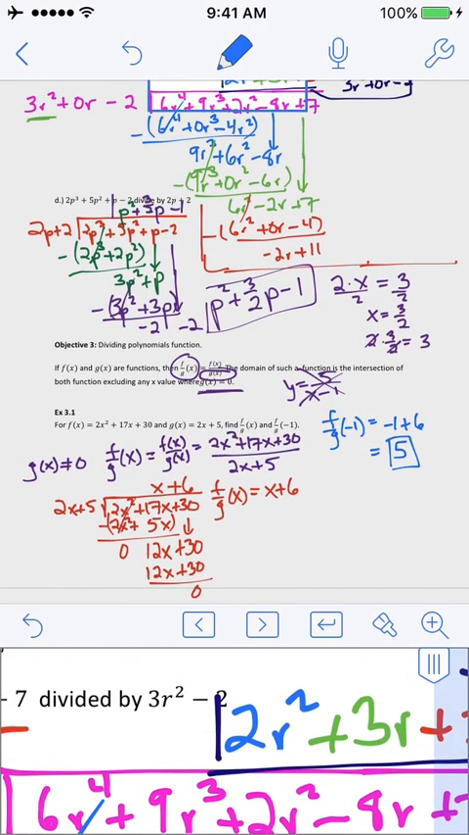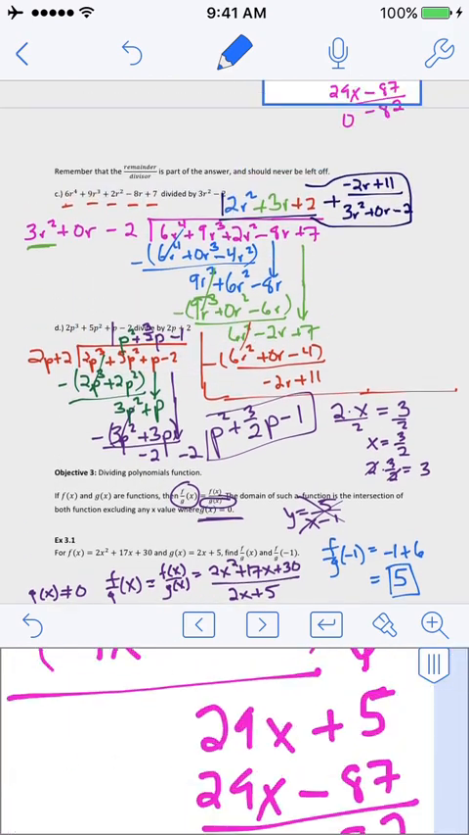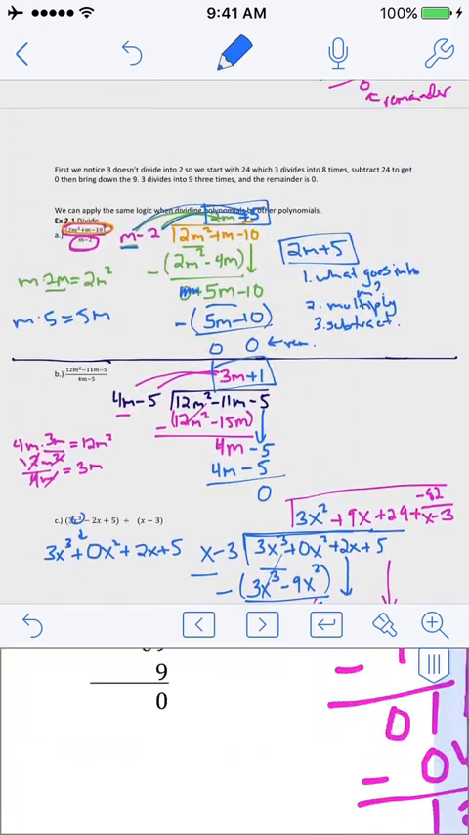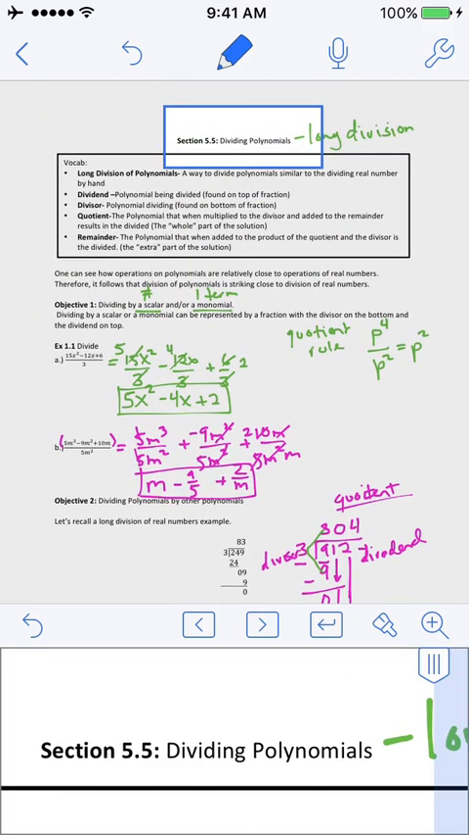If you have any questions at all about maybe the fraction part or what to do with the remainder or some missing powers, any of that jazz, make sure you get your questions answered before you leave today.